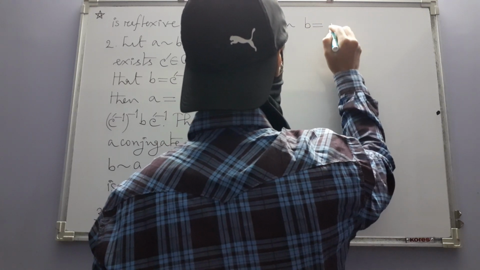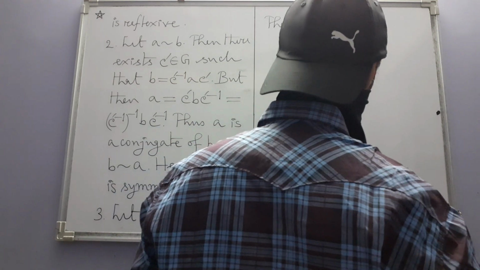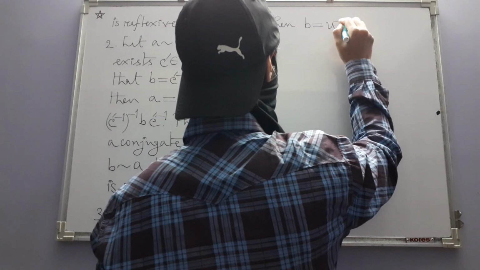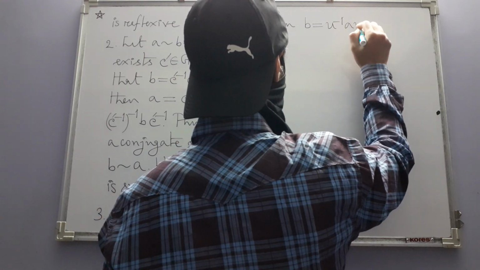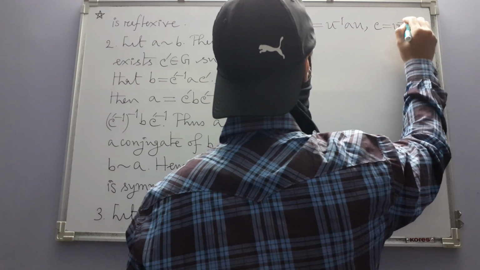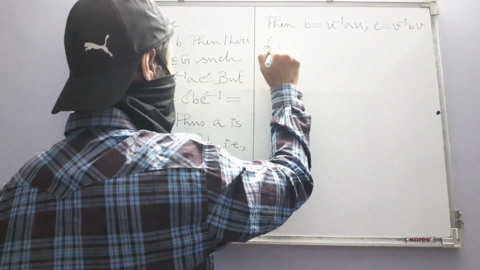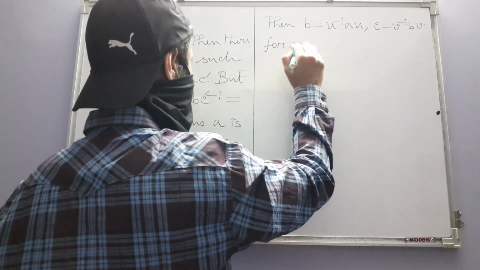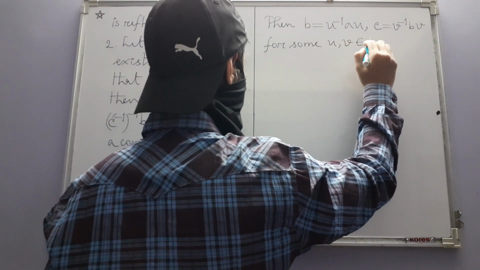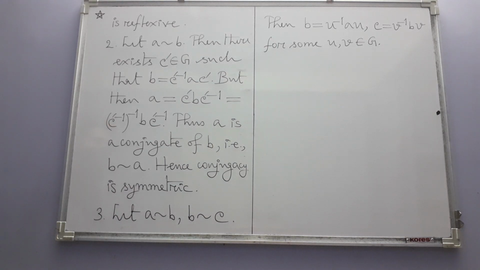Then B is equal to U inverse AU, and C is equal to V inverse B V, for some elements U and V belonging to G.